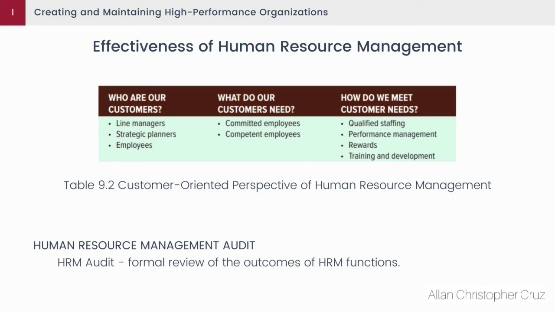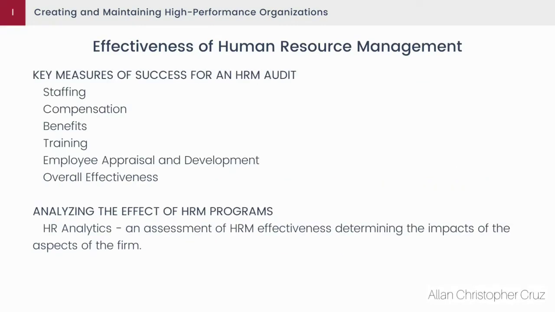A key aspect of knowing how effective the HRM is is a human resource management audit. An HRM audit is a formal review of the outcomes of HRM functions based on identifying key HRM functions and measures of business performance. To conduct the audit, the HR department identifies key functions and the key measures of business performance and customer satisfaction that would indicate each function is succeeding. Some of these measures include staffing, compensation, benefits, training, appraisal and development, and overall effectiveness.